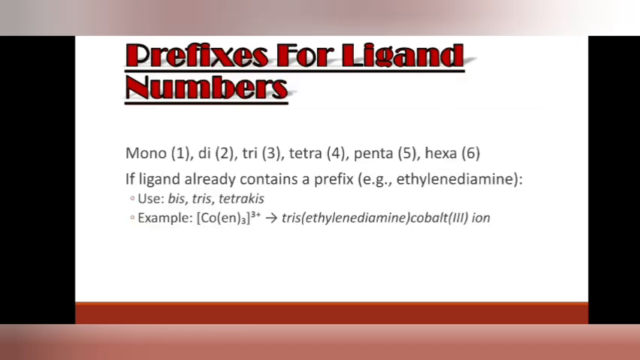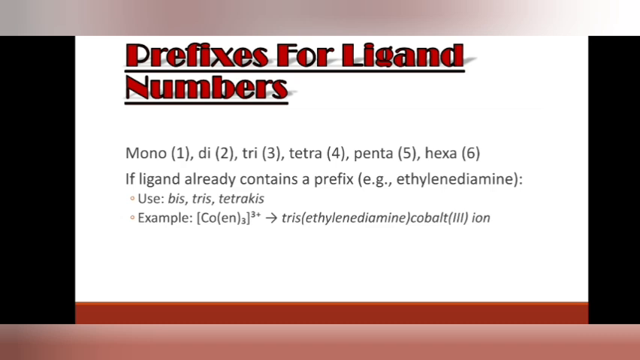Prefixes for the number of ligands. As I've told you, you add prefixes if the number of ligands is more than 1. For 1, the prefix used is mono. For 2, it's di. For 3, it's tri. 4, tetra. 5, penta. 6, hexa. That's the common thing, you know that.